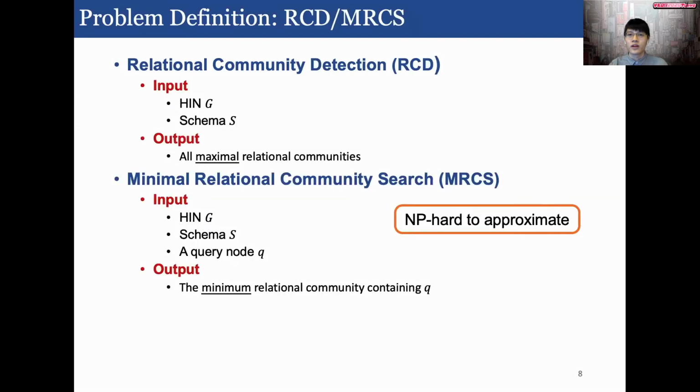Now we formally define the problem of detecting and searching relational communities. Specifically, RCD is to find all maximal relational communities in G, and MRCS is to find the minimum relational community containing the query node Q. We also prove that although RCD can be solved in polynomial time, MRCS is NP-hard to approximate. So we will focus on approximation solutions for MRCS.